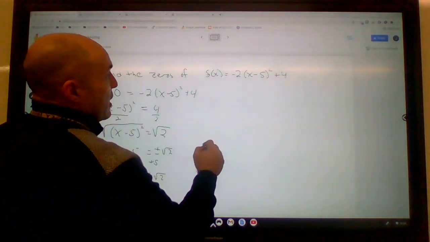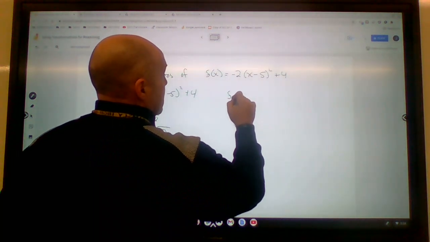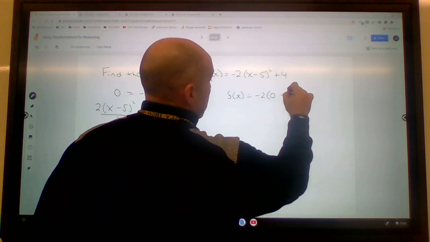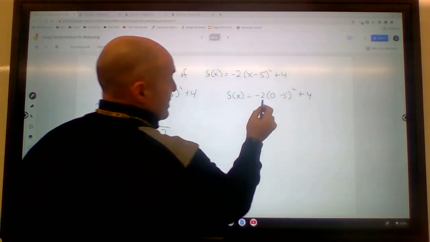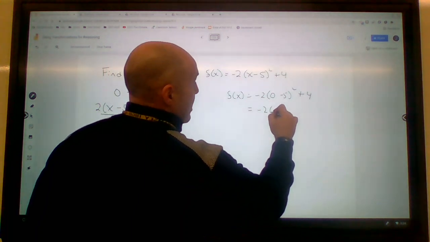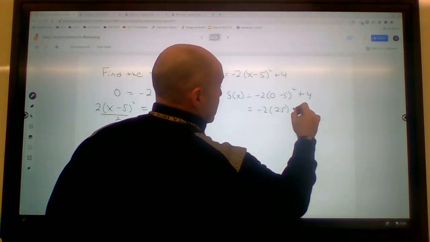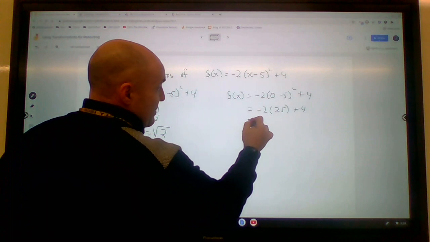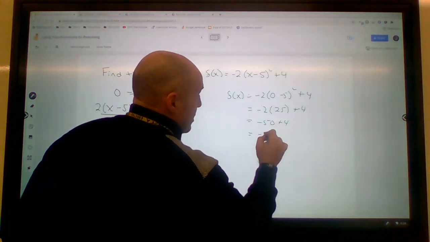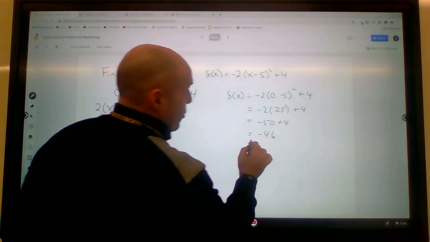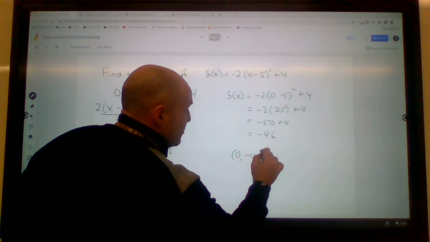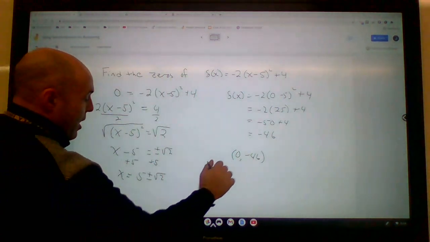Now, when we're trying to find the y-intercept, we're going to set x equal to 0 and solve. 0 minus 5 is -5, and -5 squared is +25. Okay? +25 times -2, that gives me -50. Plus 4, we're now looking at -46. So when x is 0, y is at -46 for our y-intercept.